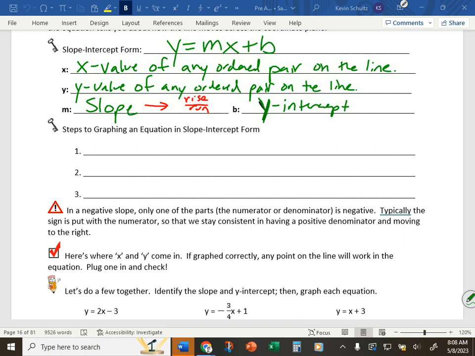Okay. So the steps to graph an equation in slope-intercept form. First of all, make sure the equation is in slope-intercept form. Write the equation in slope-intercept form if it isn't already there, because you will come across equations that aren't in slope-intercept form for you. And we'll talk about how to convert them later on.